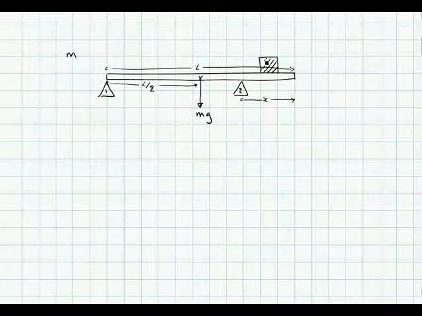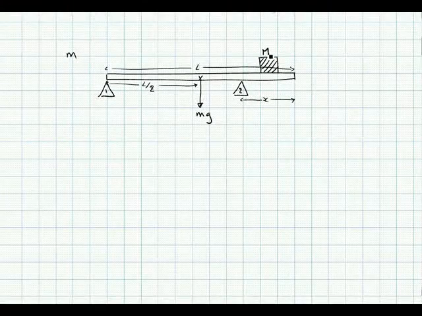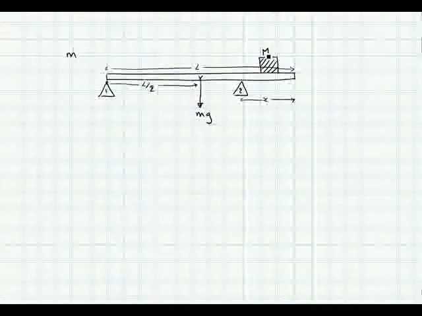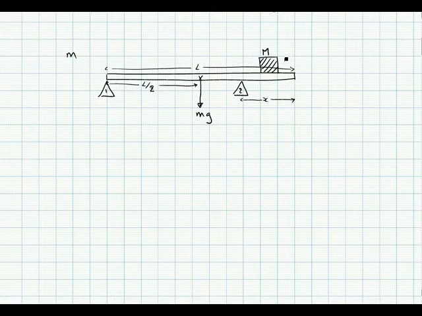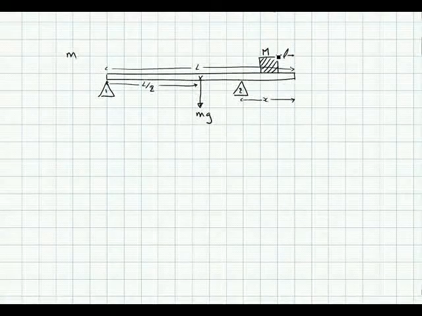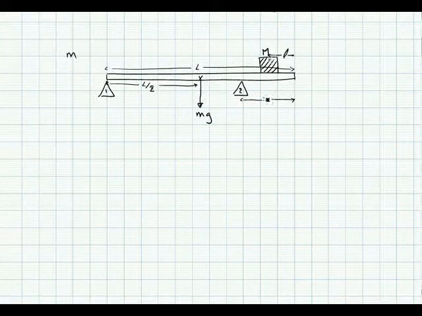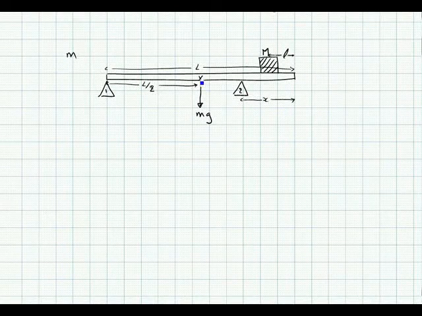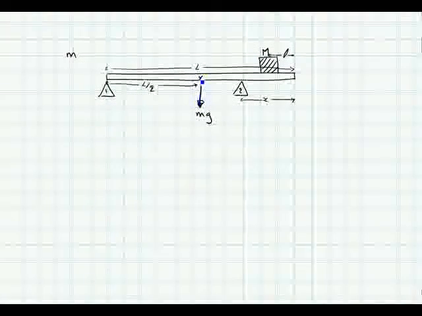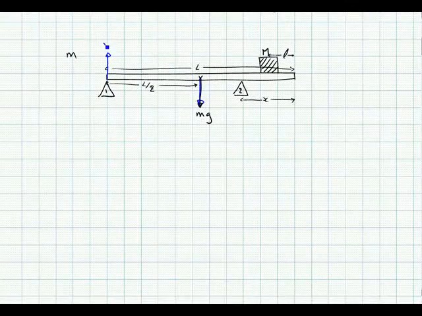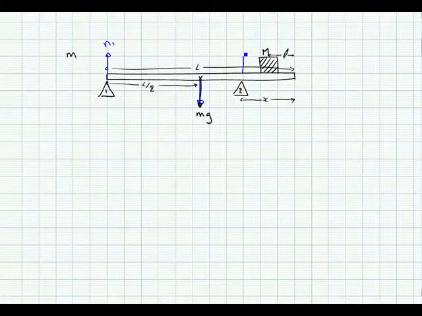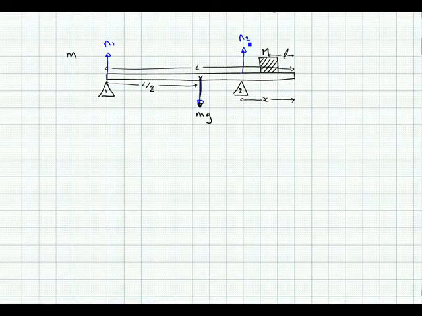So here I put a box. Let's call this mass big M, which is distance little l away from the right hand side. Now, what are the forces acting on the beam? Well, we identified mg, force due to gravity, acting on the beam. Now, in addition, we have normal force here on support 1, normal force due to support 2.